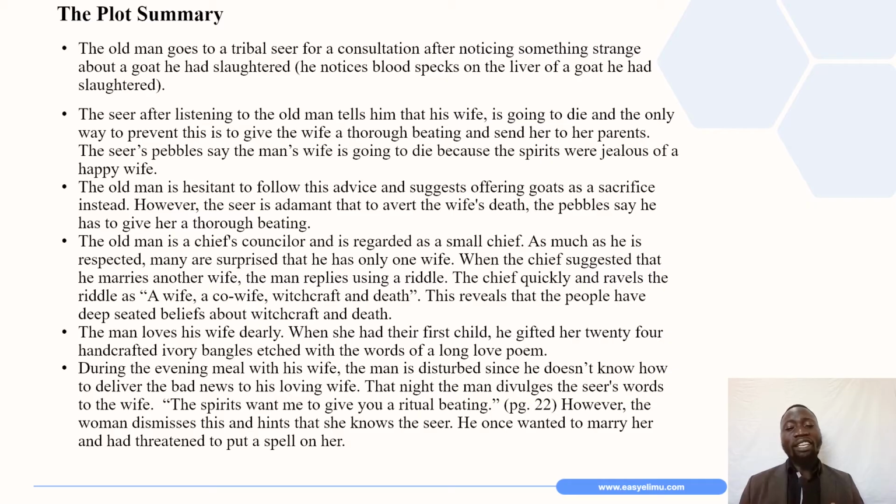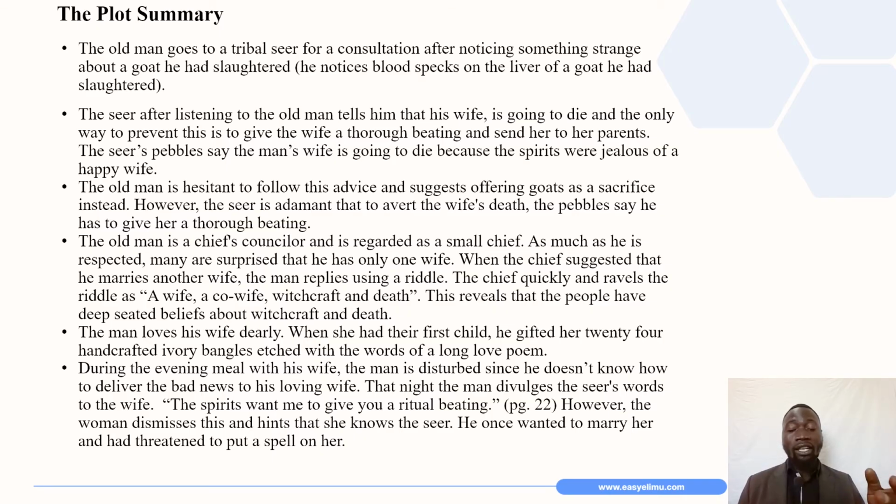So this reveals that the people have deep beliefs about witchcraft and death. So I think we can talk about superstitious belief. So the man loves his wife dearly. When she had their first child, he gave him.